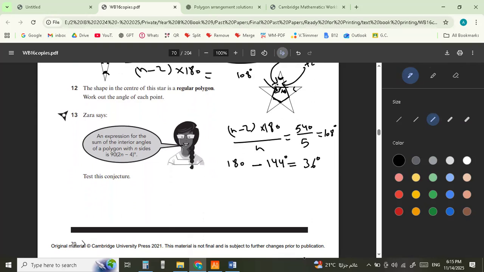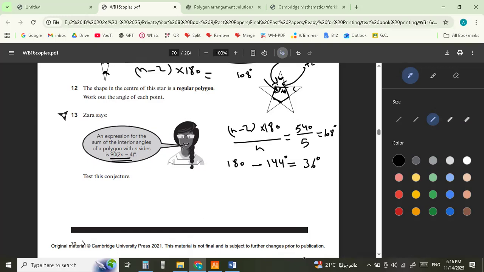All right, so they're saying here, Zara says an expression for the sum of the interior angles of a polygon with n sides is 90 multiplied by 2n minus 4 degrees. They're saying that this is an expression that you can use to work out the interior angles of a polygon. Now we learned that the interior angles of a polygon is n minus 2 multiplied by 180. Yes, but she's just trying to work out another expression. Test this conjecture. It just means test this expression. Is she correct or not? Can this be used to find the sum of the interior angles of a polygon or not?